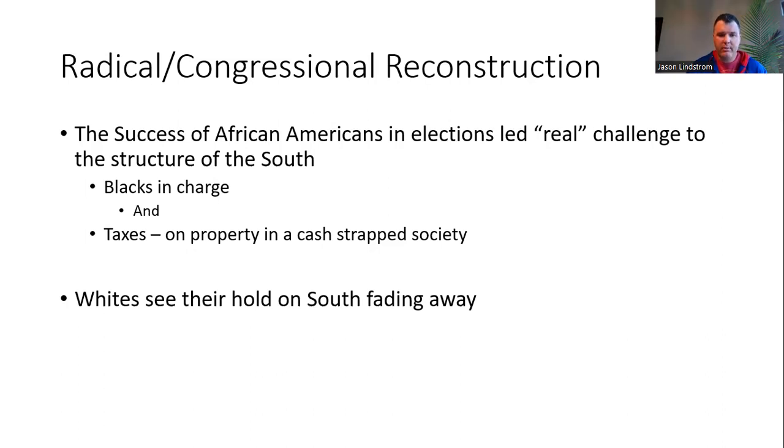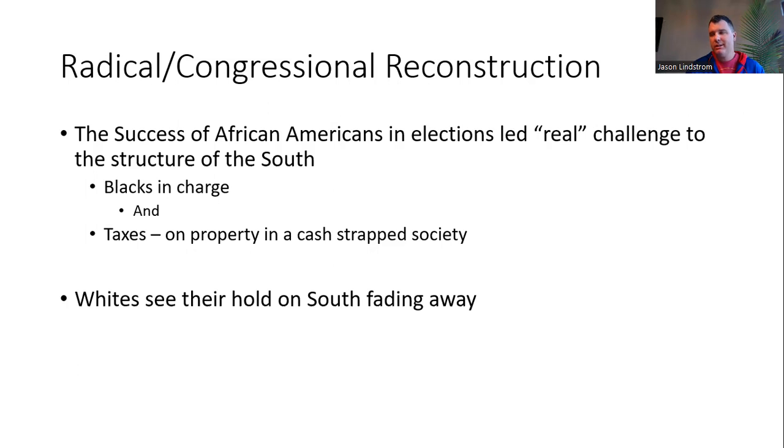And then also we're going to see a change in the taxation on property in the South. It used to be in the South that you were taxed on the production of your land. So like if your land produced, I don't know, 4 bushels of cotton or 4 bushels of corn or 4 bushels of wheat or whatever, you would be taxed on those 4 bushels. After Reconstruction, or when Reconstruction is going on, we change from taxation on production to taxation on property. And so if you own 1,000 acres, you get taxed on all 1,000 acres.